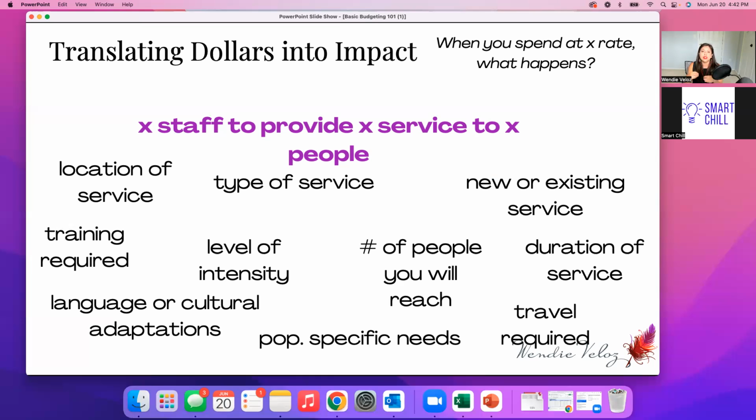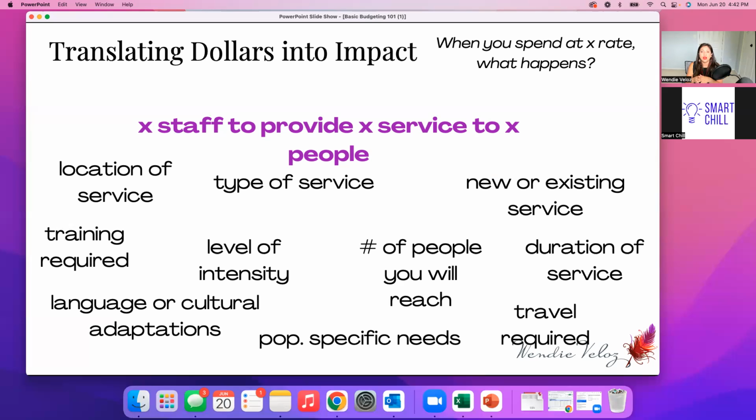And if the population that you're trying to serve has specific needs, you are calculating in how you're going to meet those needs. So if there's a need for childcare, for example, how are you going to calculate into the budget the ability to provide childcare so that the parents can come to parenting classes, right?